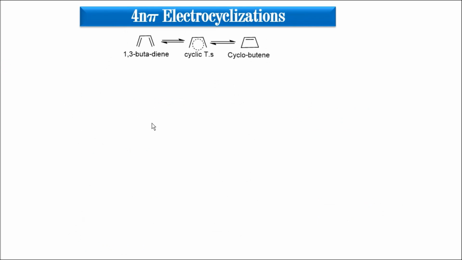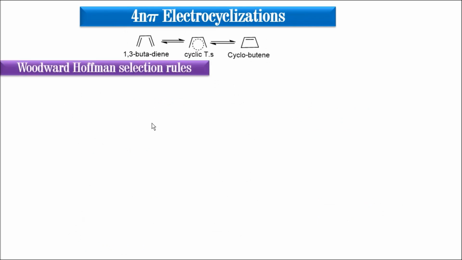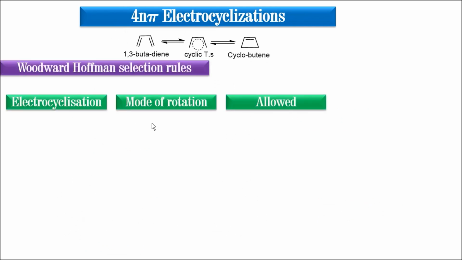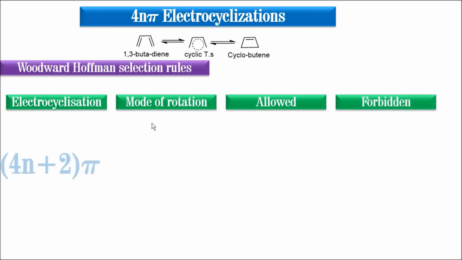So finally, friends, the Woodward-Hoffmann selection rules. Type of electrocyclization, mode of rotation, allowed, forbidden. For 4n plus 2 pi electrocyclizations, the mode of rotation is Con. Con rotation is allowed under photochemical condition and forbidden under thermal condition. The other rotation is allowed under thermal condition and forbidden under photochemical condition. It is not necessary to memorize this; we can easily remember it.